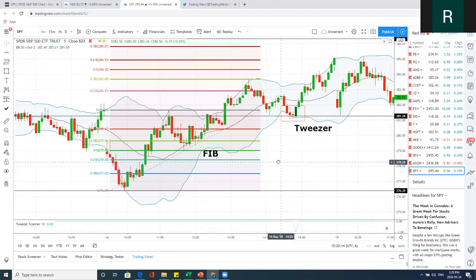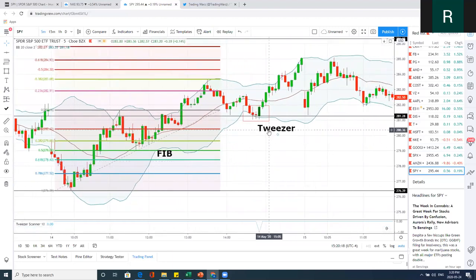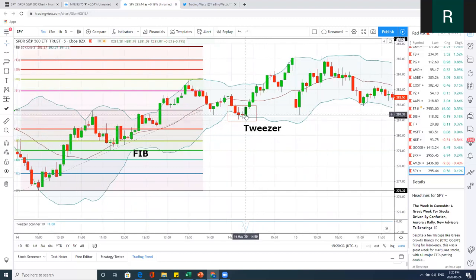And then the last thing I wanted to talk to you guys about are tweezer candles. So tweezers are very rare. So I even have a scanner on my TradingView. This is free. I added this indicator, tweezer scanner, which will highlight the candle in a dark green color if it is a tweezer. So what a tweezer means is the low of this candle, so as we can see above, 281.08, is the same low of the previous candle, so 281.08.